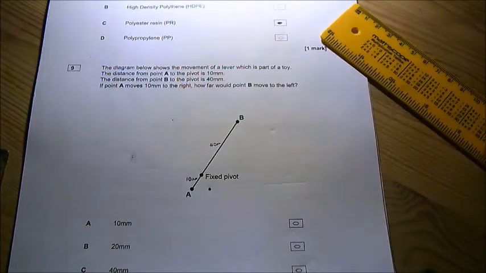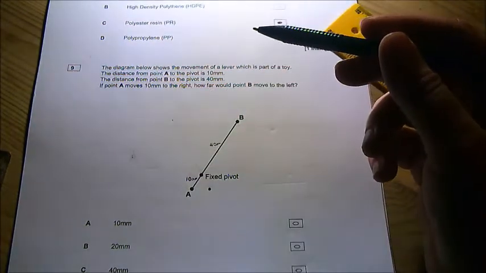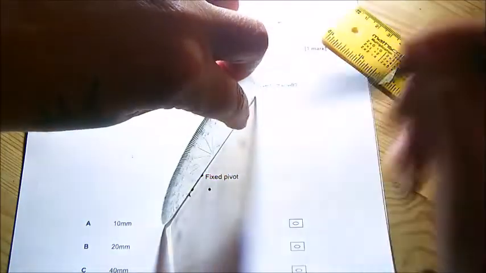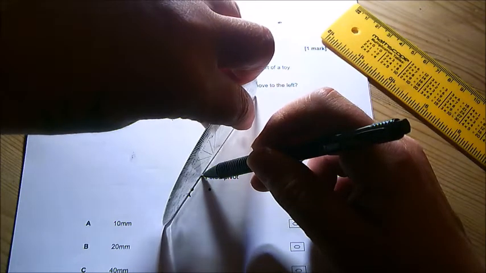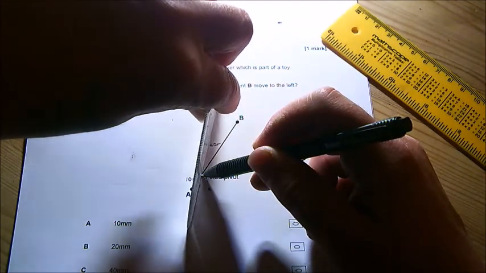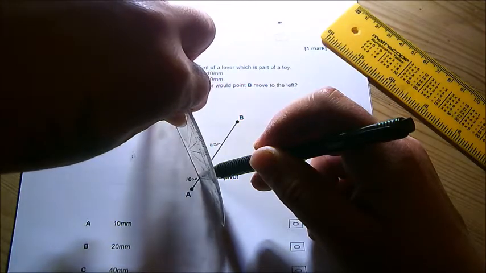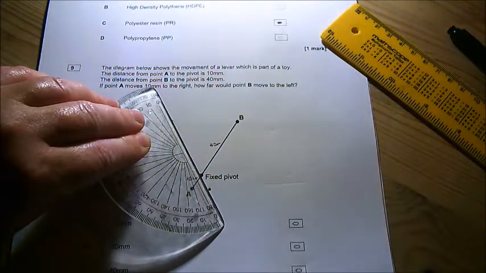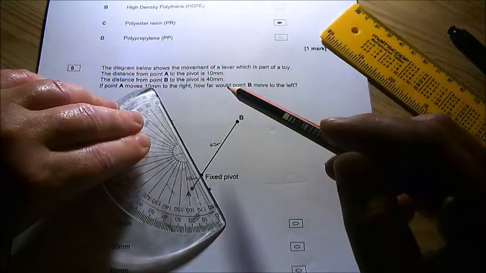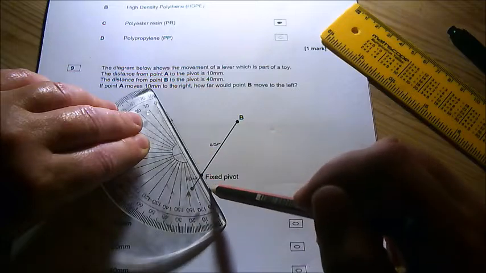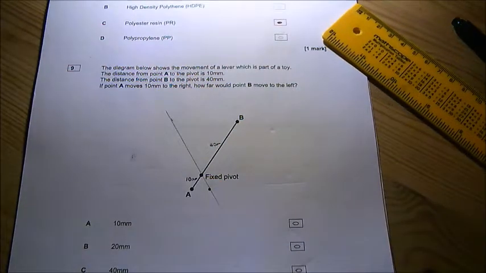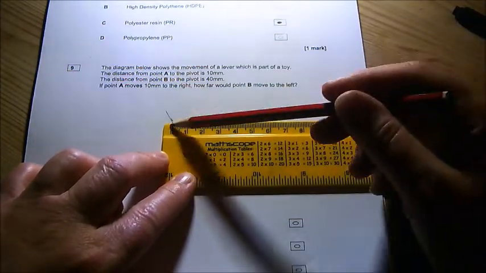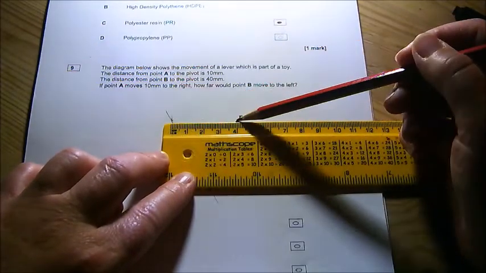How far would point B move to the left? So you could, if you look at this kind of visually, if that's a fixed pivot here, if we keep that in line and we move everything around here to that 10 mil, we know it's roughly going to be there. So I'm going to sketch in here with my pencil, and draw a line in. So I'm just going to quickly measure here across the top. So I've got 4 centimetres here, so 40 millimetres.